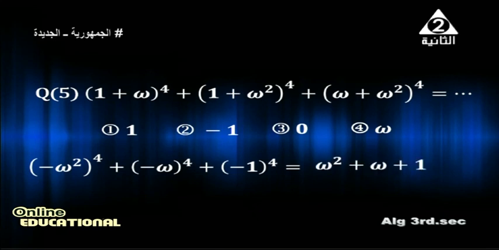Then look at the answer: it became omega square plus omega plus 1. What is the answer? Yes, this rule, 0. Omega square plus omega plus 1 must be equal to 0. The correct answer is 0.